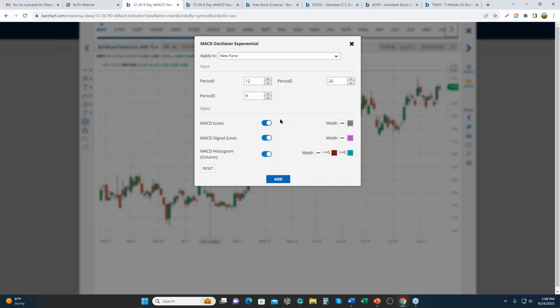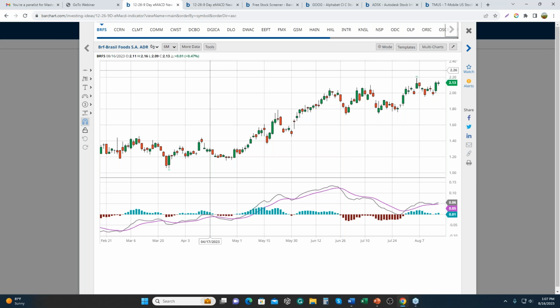Here you can see our default settings that are based on this oscillator. Our first period is our 12-day moving average. Our second period is our 26, and then our third period is a smoothing of the differential between the 12 and the 26 over a 9 period. You can see how these are color coded. The gray line represents our MACD line. The pink is going to be our signal line. And then we're going to talk about the histogram. Now I'm going to add that to my flip charts.